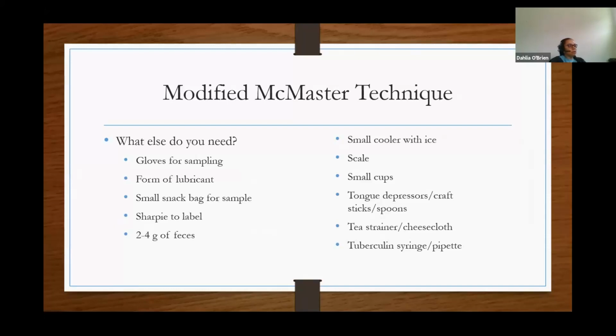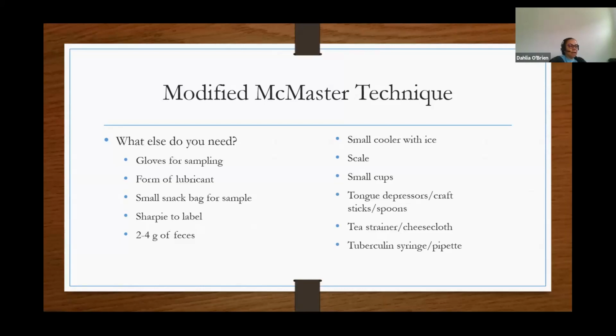What else do you need? So for doing your MatMaster technique, you're going to need gloves for sampling. There's no risk of contracting parasites from these small ruminants. However, all fecal matter has bacteria. And so you do want to take care when you're collecting a fecal sample. Use a form of lubricant, especially on those first time animals that have never been sampled before. And regardless, you want to use some form of lubricant. If you don't have any lubricant, even your saliva works good.